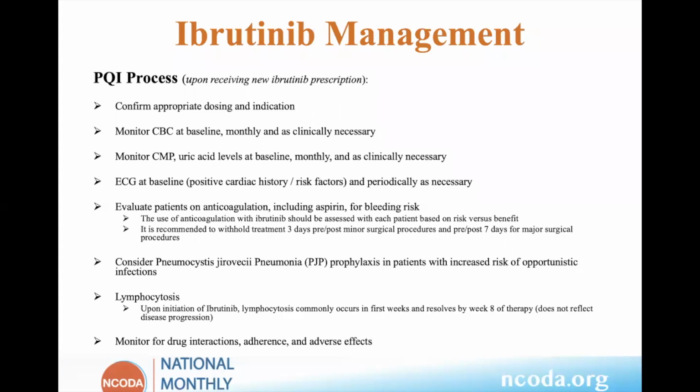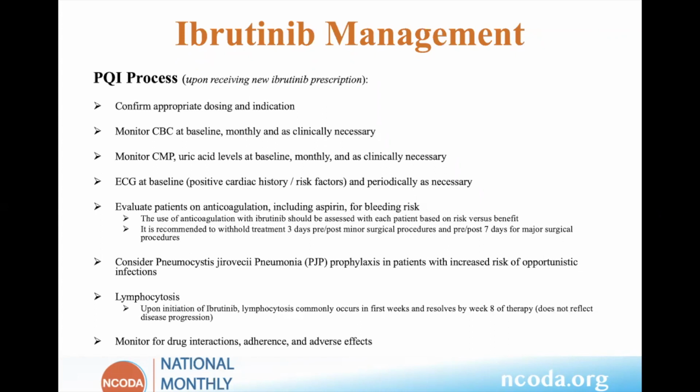Upon receiving a new prescription of ibrutinib, the PQI process begins as first confirming the appropriate dose and making sure that it corresponds to the appropriate indication, monitoring CBCs at baseline, monthly, and as clinically necessary, monitoring chemistries, uric acid levels at baseline, monthly, and as clinically necessary, as well as looking at taking an EKG at baseline, especially for patients with positive cardiac history or risk factors associated, and as periodically necessary.